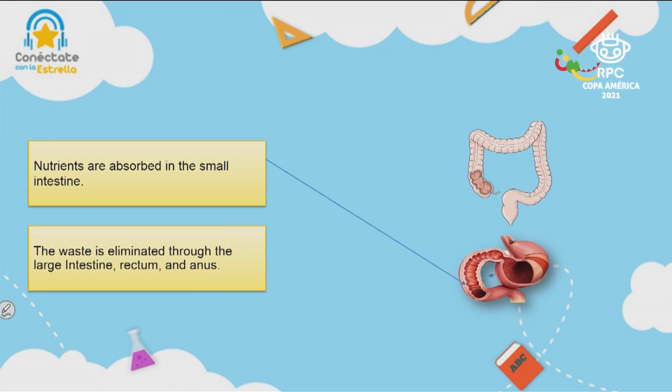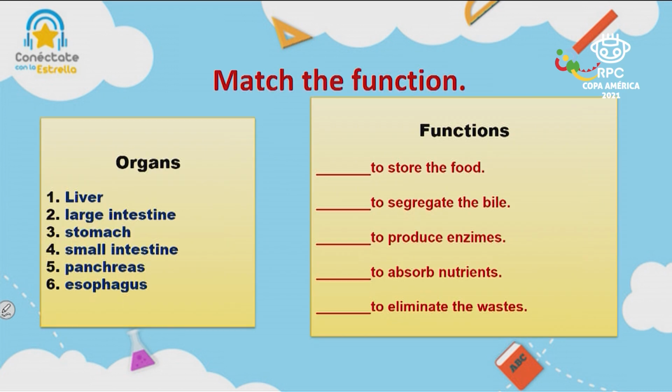Yes, this is the small intestine, the one that is coming immediately after the stomach. And this is the waste is eliminated through the large intestine. This is the large intestine. This is supposed to be the waste that is going outside of your body through involuntary movements. Sometimes you don't feel them, okay?